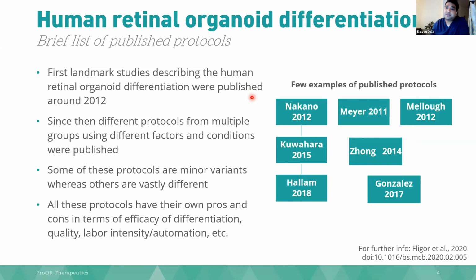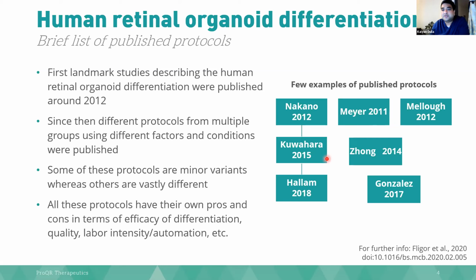Next, I would like to give you a brief flavor of the published protocols. The first landmark studies describing the human retinal organoids were published around the year 2012. Nakano et al., from the group of Sasai from Japan, published the landmark paper in 2012. This has been a very popular protocol in the field. Around the same time, Jason Meyer from USA and the group of Majlinda Lako from Newcastle, UK, published similar protocols.